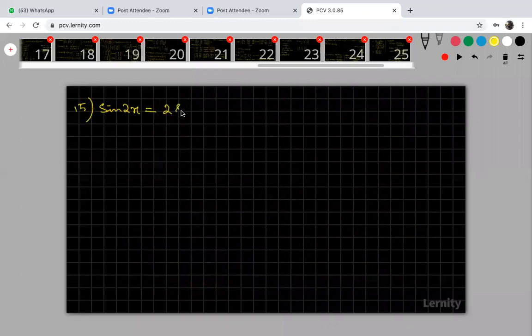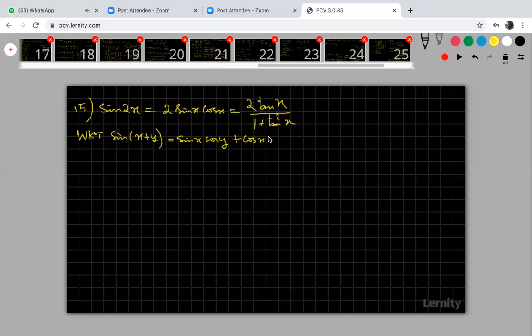What is sin 2x? It is 2 sin x cos x, or 2 tan x divided by 1 plus tan square x. So we know the formula for sin of x plus y. What is the sin of x plus y formula? Sin x cos y plus cos x sin y.